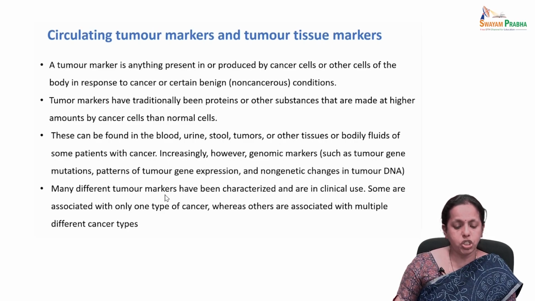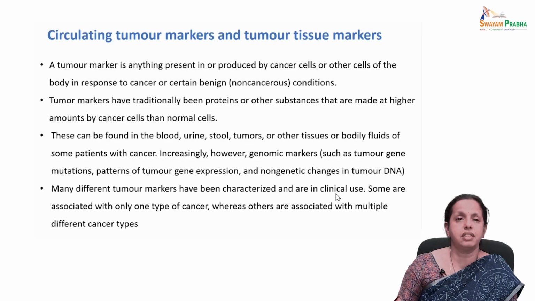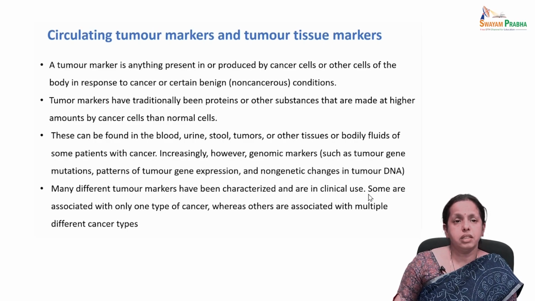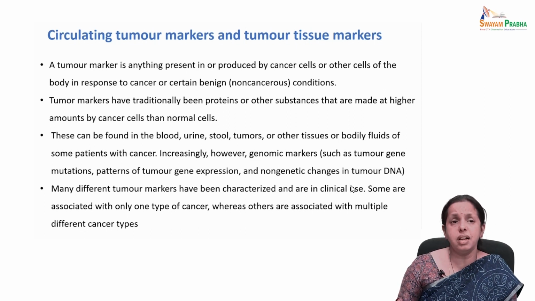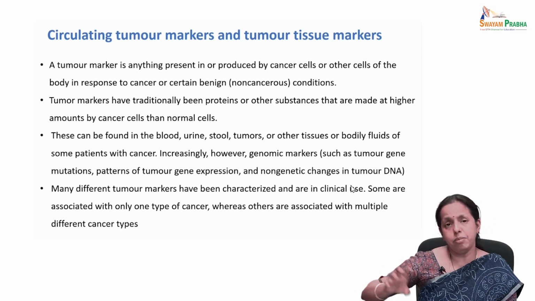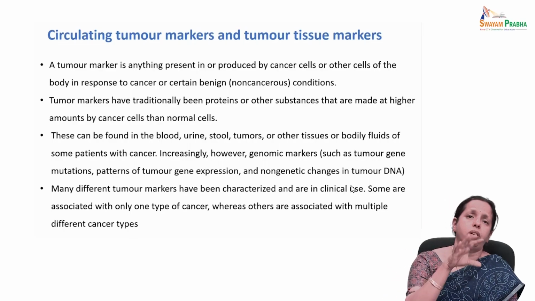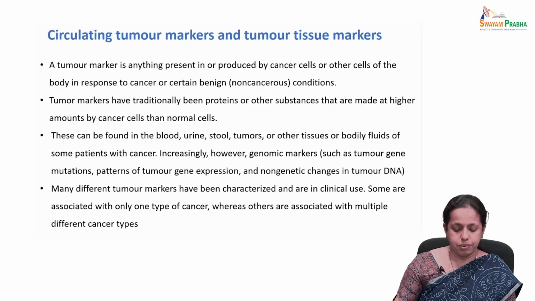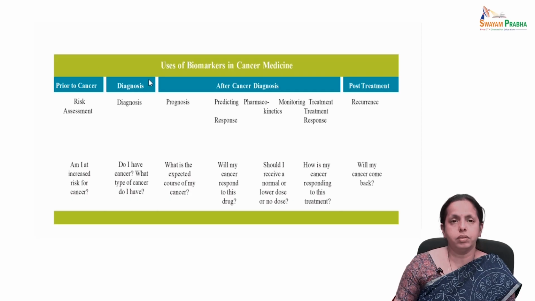For example, many tumor markers have been characterized and they are in clinical use. Sometimes you only have one tumor marker which is associated with only one cancer, whereas you may have the same tumor marker present across several different cancer types. This is the typical algorithm for the use of biomarkers in cancer medicine.